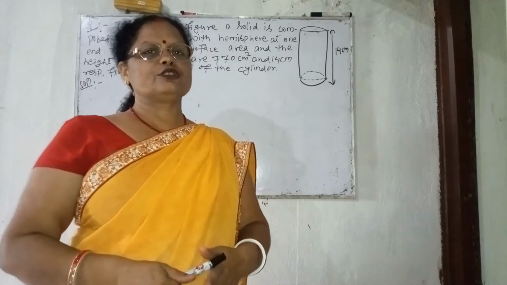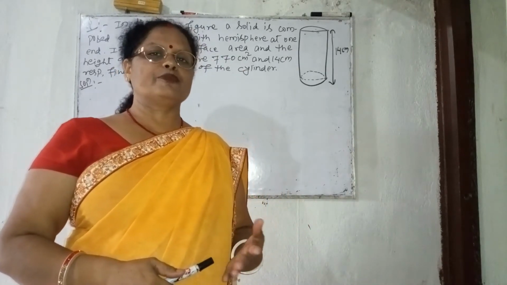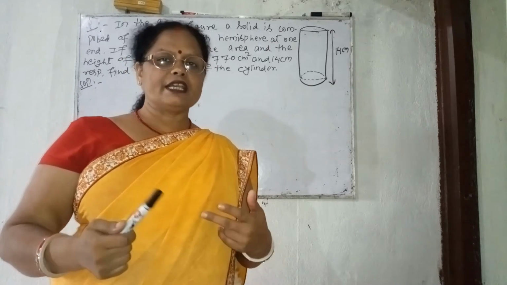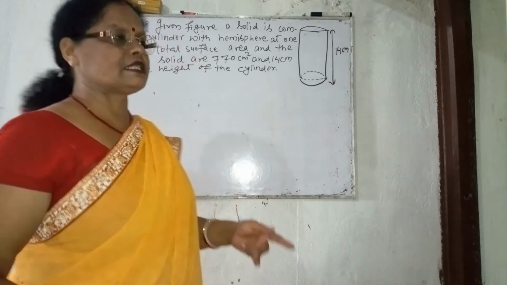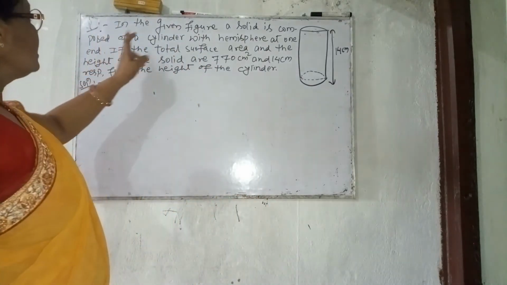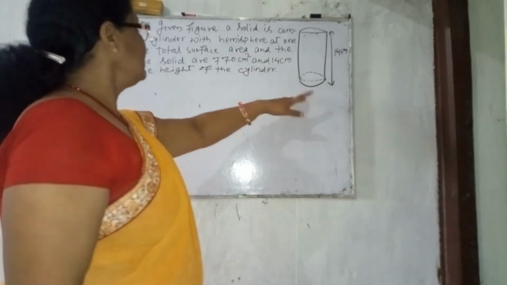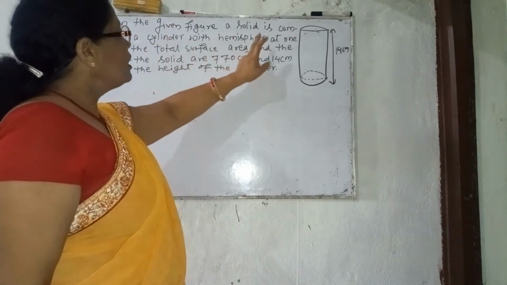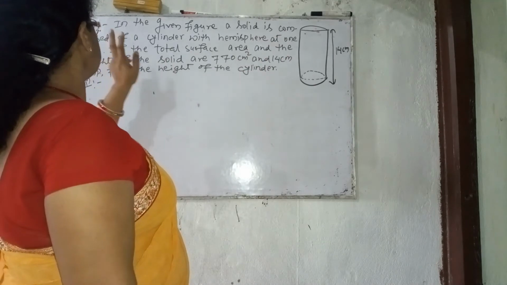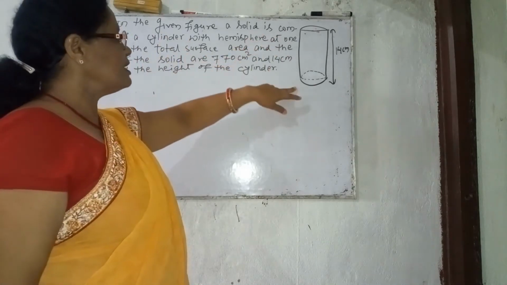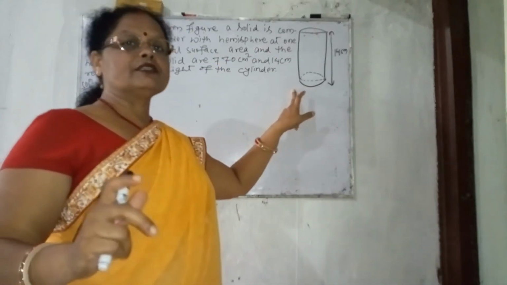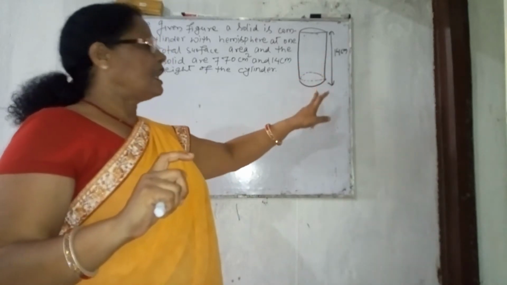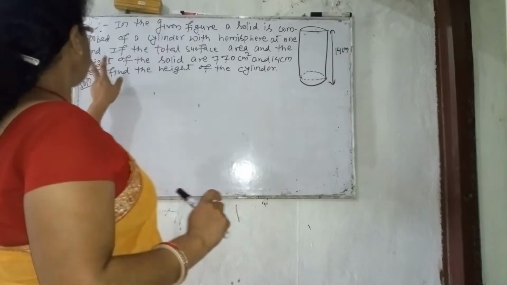Today I am going to solve a problem from combined solids and spheres. Let's see, the question is given. In the given figure, a solid is composed of a cylinder with a hemisphere. It means the solid is made of a cylinder and a hemisphere at one end.